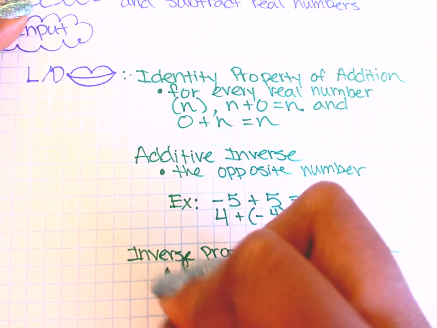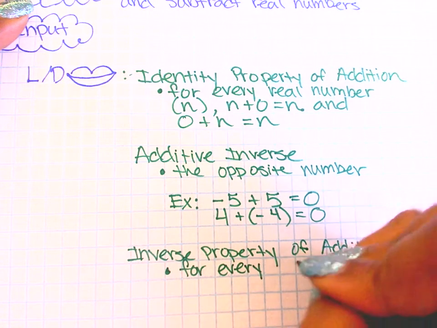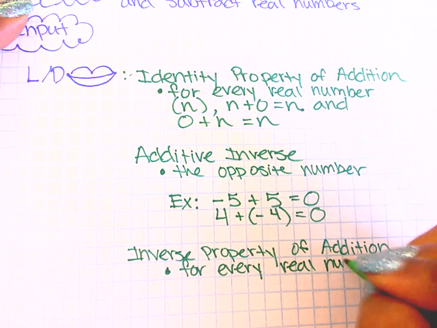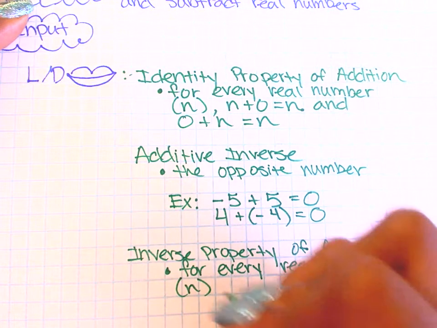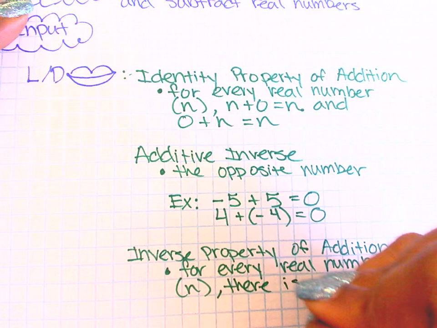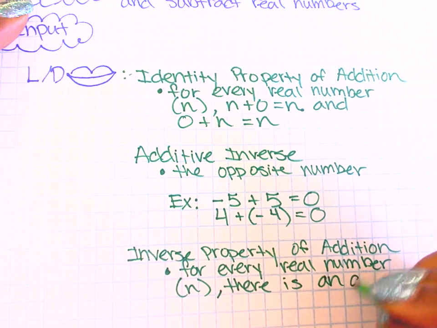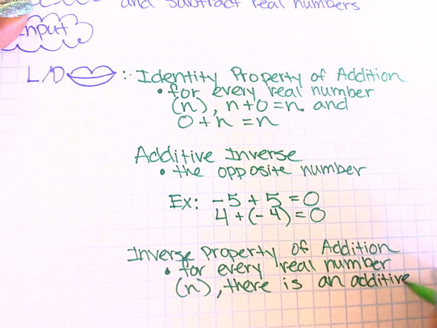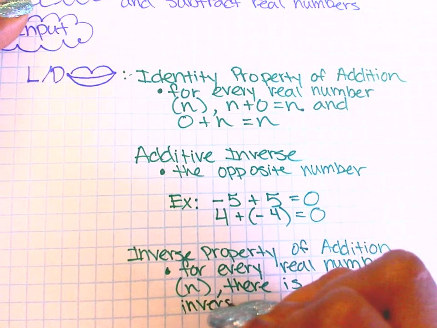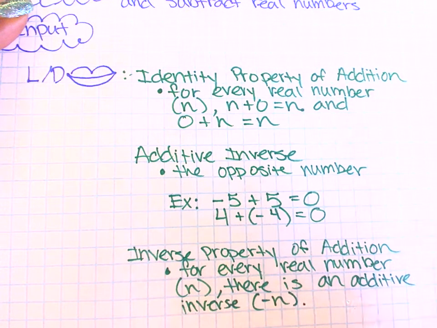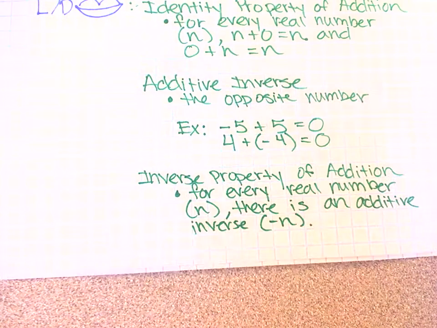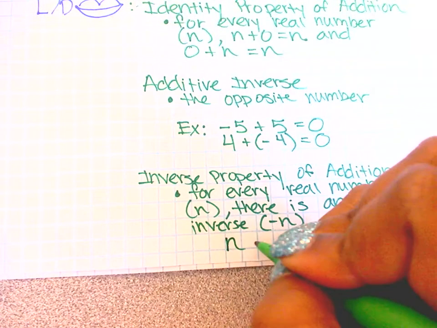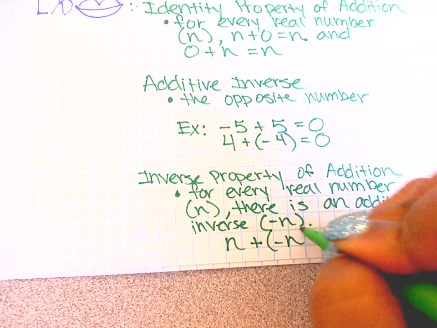The definition states, for every real number, which we call n, there is an additive inverse, which we'll call negative n. For every real number, there is an additive inverse. That means there's an opposite. For example, n plus -n is 0.